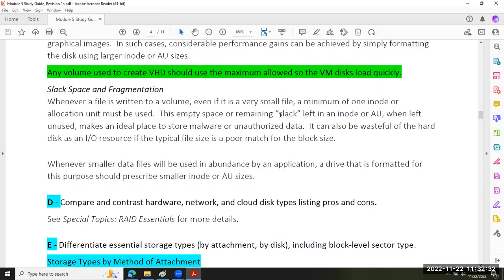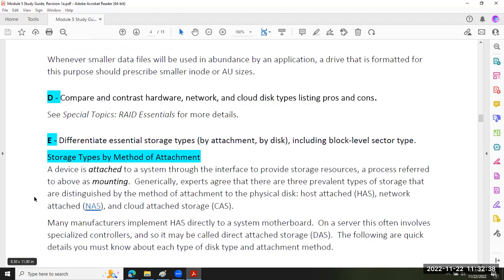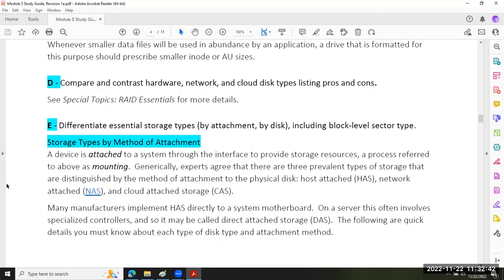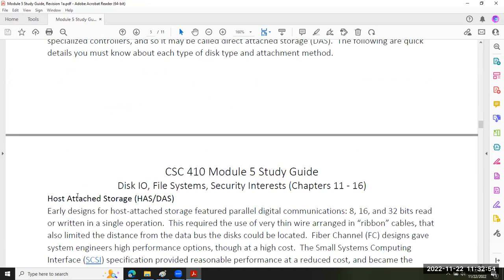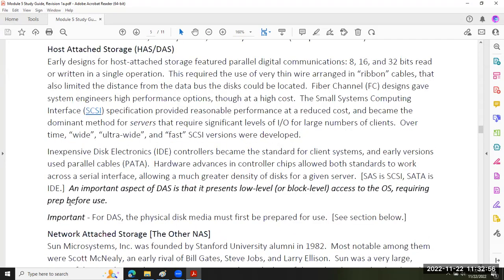And we've already been over slack space, right? Everybody understands what slack space is? We did review RAID in a previous session, didn't we? What were the different RAID types? Yeah, we did. Okay. And the difference between network attached storage and storage area networks.